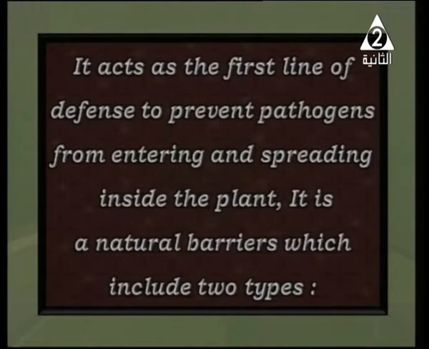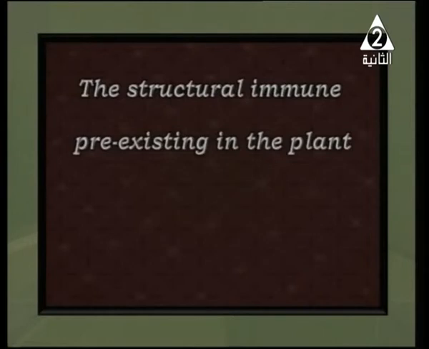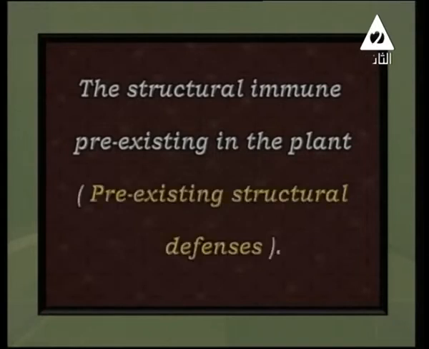And it includes two main types: the structural immunity that is pre-existing in the plant, it's already existing in the structure of the plant, or we call it what? Pre-existing structural defenses. Because of what? It means they already exist before. Okay, we don't need to force the plant to secrete or to activate the plant to secrete a specific substance or something like that. It's already in its structure.